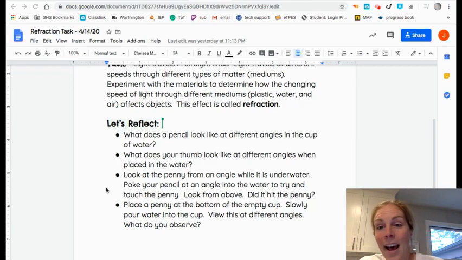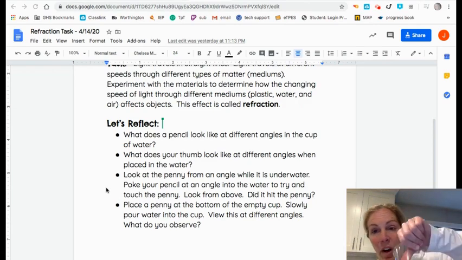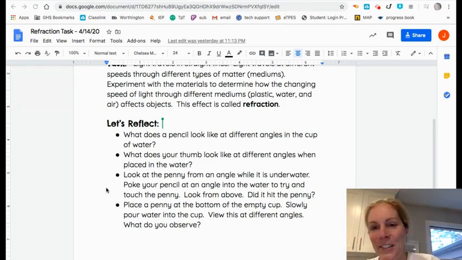So, as always, it is an option once you have experimented or while you're experimenting, if you want to take a picture and post it to Seesaw just to share what you are learning about refraction. I know that a lot of times kids like to put their thumb in the cup of water and take a picture. They think it looks cool. Up to you.